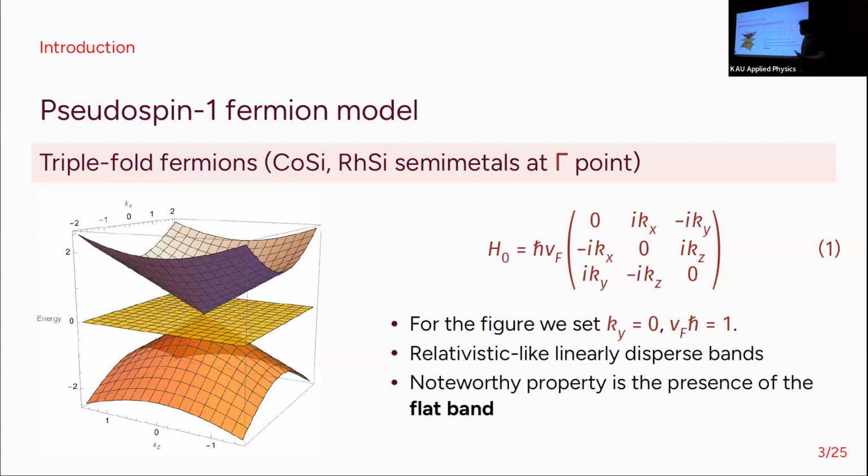And to the introduction, triple-fold fermions are defined as fermions whose energy dispersion has this linear cone and a flat band intersecting at the touching point of two cones. There are several ways three bands can touch in a point. All of them could be called triple-fold semimetals, triple-fold points.